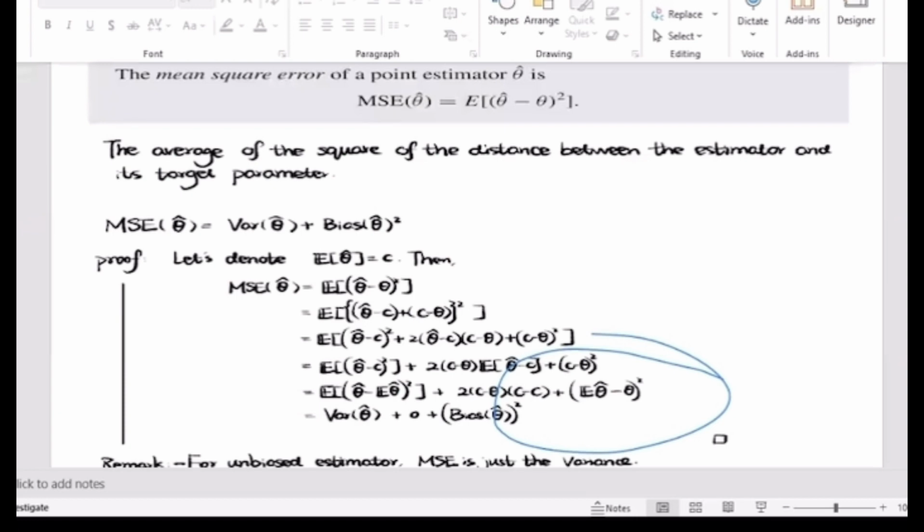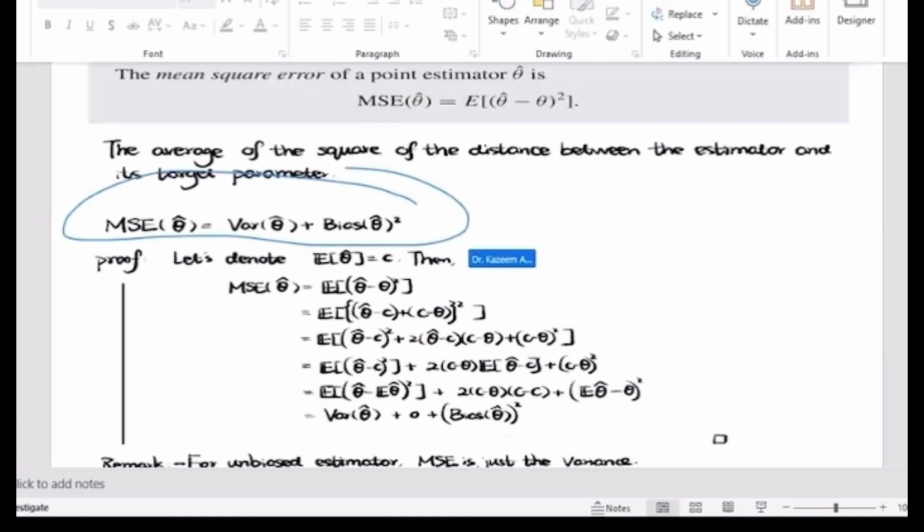We want to prove this guy. Take a look at that guy. We actually want to prove that the mean square error of a biased estimator, because we use mean square error for biased estimators. So the mean square error of an estimator can be written as the variance of the estimator plus the square of the bias.